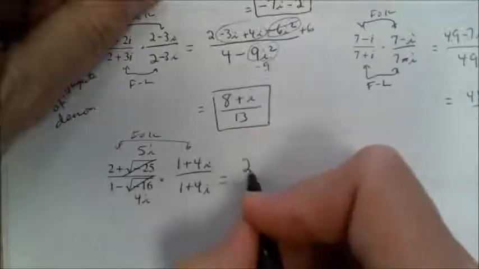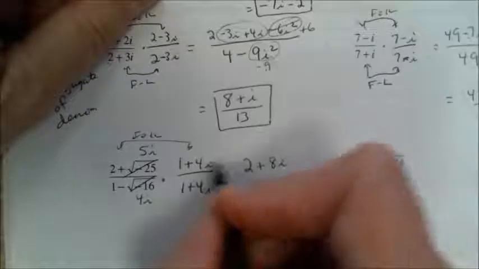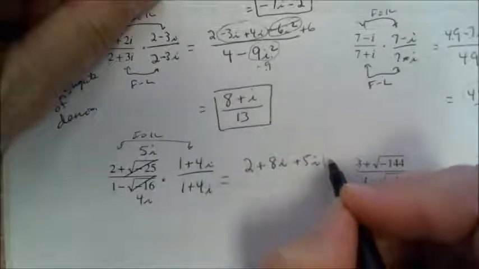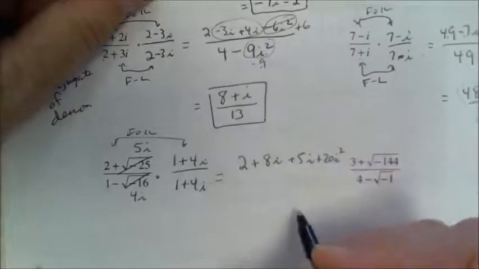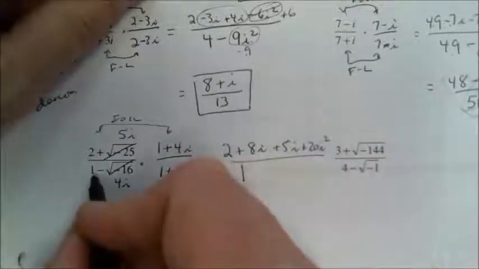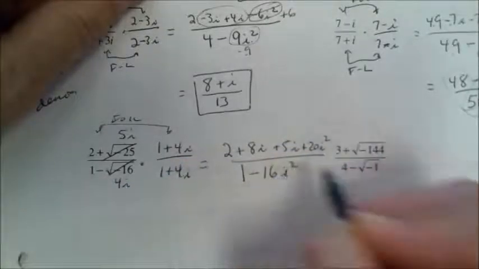And 2 times 1 is 2, plus 2 times 4i is 8i. 5i times 1 is 5i, and 5i times 4i is 20i squared. And in the bottom, 1 times 1 is 1. Negative 4i times positive 4i is negative 16i squared.